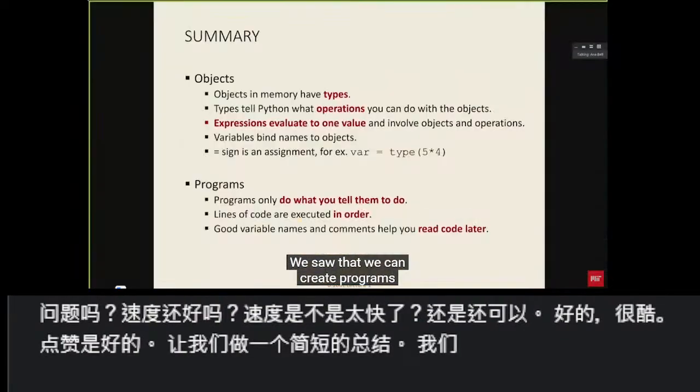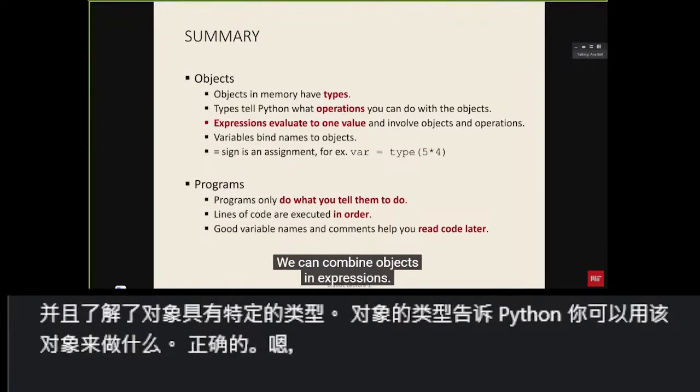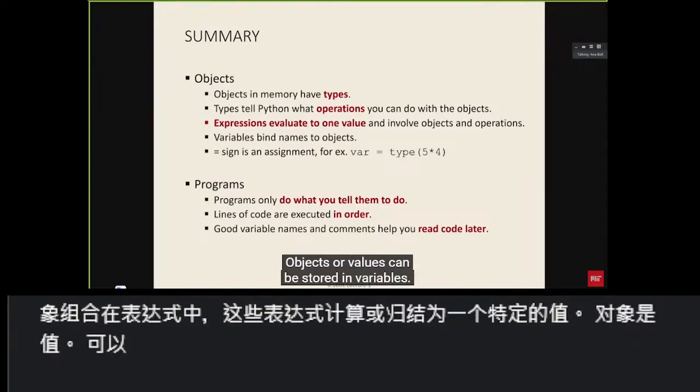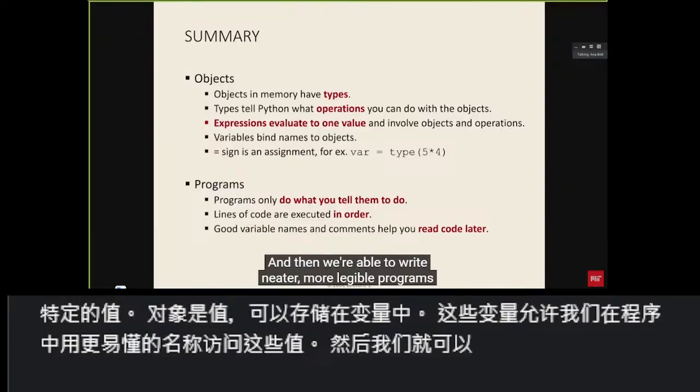We saw that we can create programs by manipulating objects. We created objects in Python, and we saw that objects have a particular type. The type that the object has tells Python the things that you can do with that object, right? We can combine objects in expressions, and these expressions evaluate, or boil down, to one particular value. Objects or values can be stored in variables, and these variables allow us to access these values with nicer names later on in our program, and then we're able to write neater, more legible programs as well.